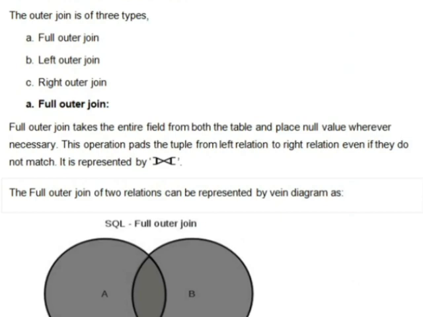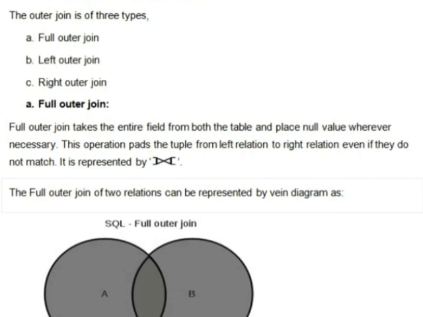To avoid the loss of information, we come up with another type of join which is called outer join. There are 3 different variants of the outer join: left outer join, right outer join and full outer join. We'll see all the types of outer join one by one.